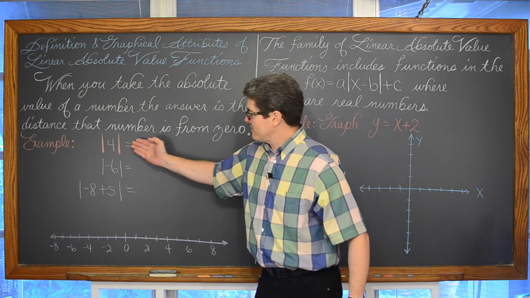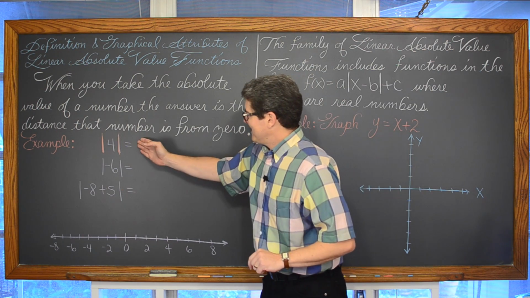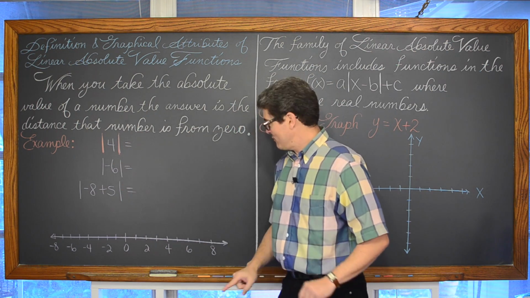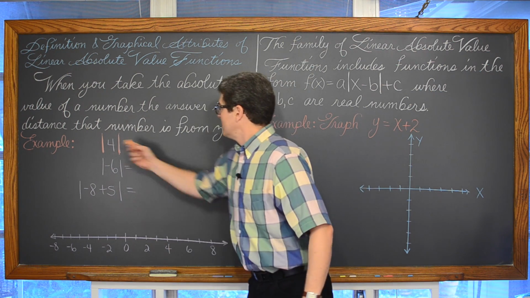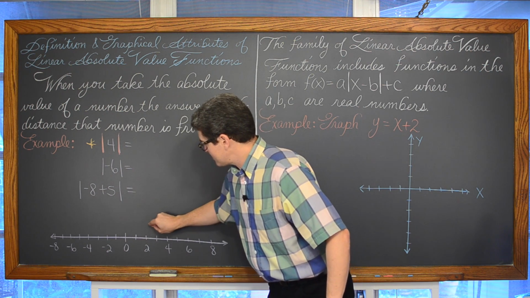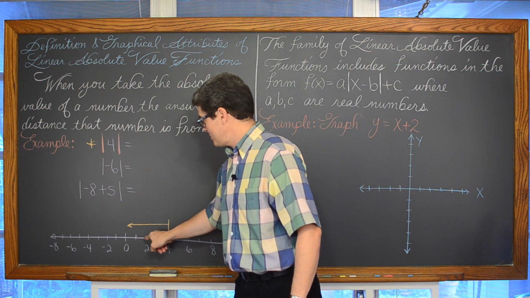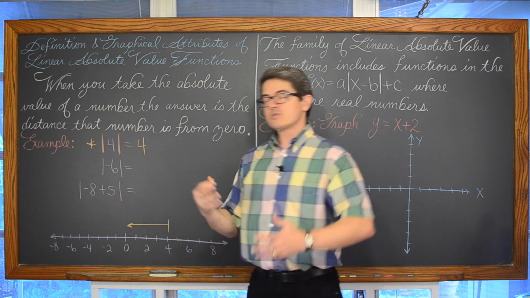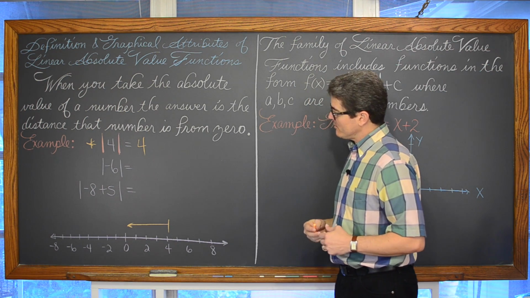So when I take the absolute value of 4, here's 4 on the number line, and let's put an orange star on that. So here is 4. That is 4 units away from 0. As I count back, 1, 2, 3, 4. So positive 4 is 4 units away from 0 on the number line.